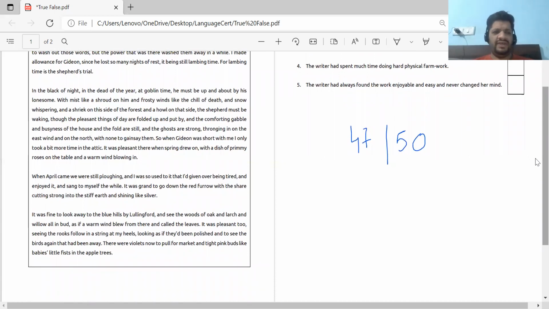In the black of night, in the dead of the year, at goblin time, again, something very metaphorical, as in goblin time, maybe evening they are referring to, or something that is more, I would say, on a scary side.